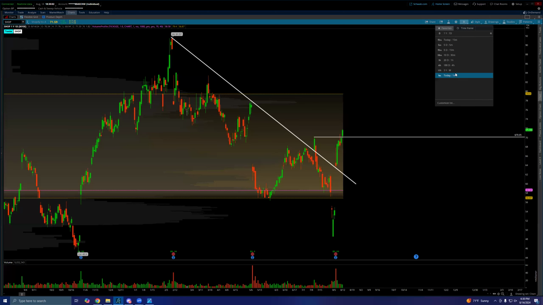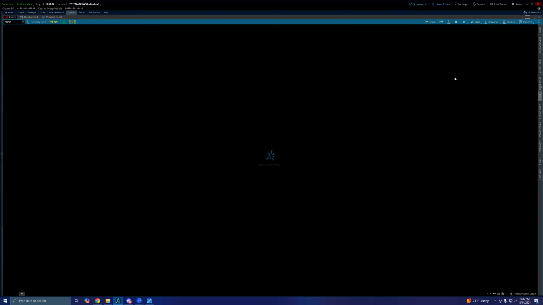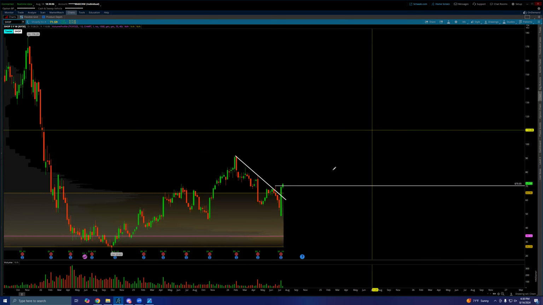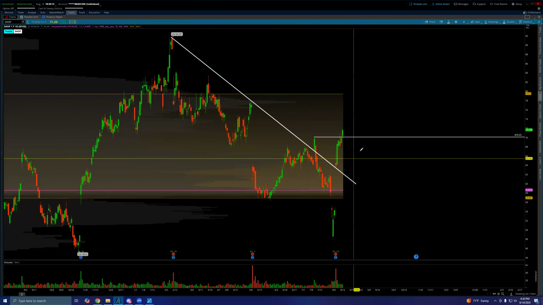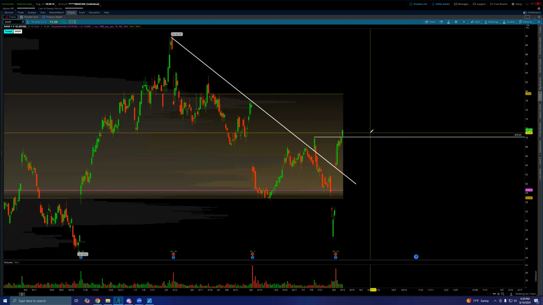Maybe more on the weekly. Come on, I can't get to the weekly. Not too bad. Not as bad as I remembered. Either way, there's definitely a big shelf all throughout here.